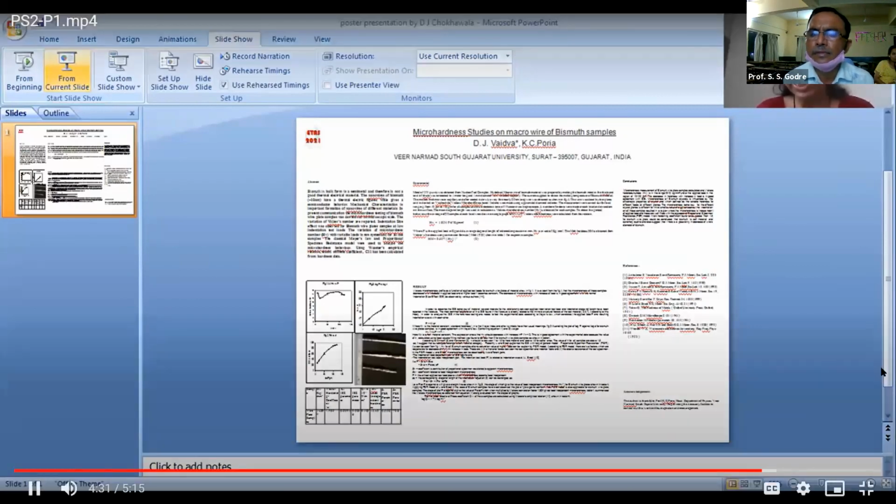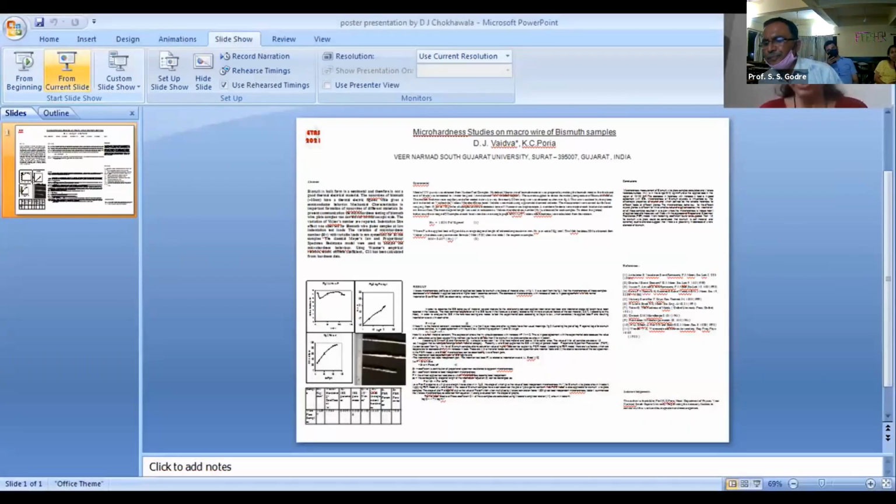The first order elastic stiffness constants of the samples are calculated using Buster's empirical relationship as shown in the table. Work hardening coefficient found to be greater than 1.6 for bismuth wire sample. So we conclude that bismuth is a soft material, extremely ductile, and it also suggests that there is a possibility of decrease of the wire diameter. Thank you.